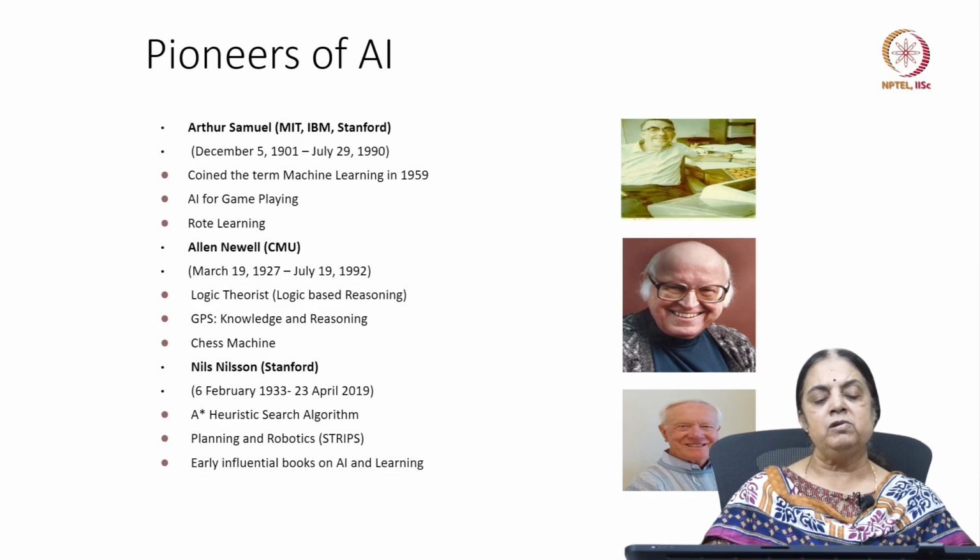So Arthur Samuel coined the term machine learning and he was known for using AI for game playing. So in other words, he was responsible for all the checkers programs which were written in the 1950s. So he wrote a series of checkers programs basically.